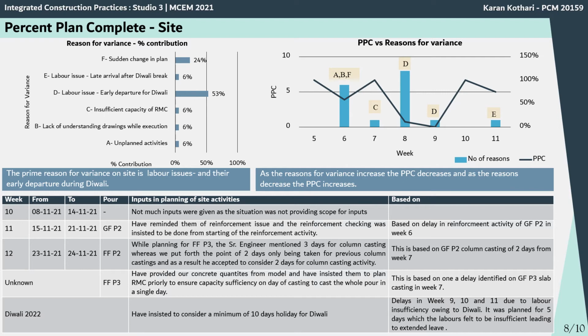To enhance the PPC, in week 11 we reminded them of the reinforcement issue and insisted on reinforcement checking from the start of the reinforcement activity. And in week 12, we were preparing for the first floor slab. The senior engineer indicated 3 days for the column casting, but we pointed out that only 2 days were taken for the previous column casting, so he agreed to consider 2 days for column casting activities.